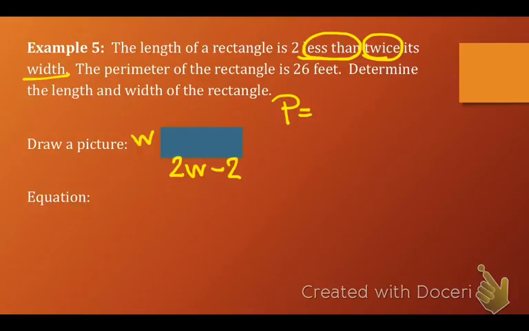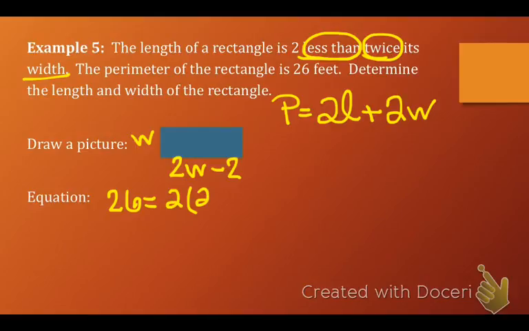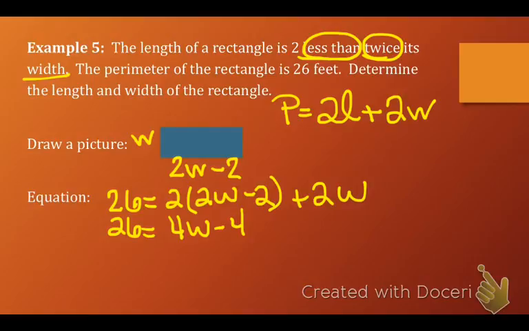I also know that perimeter is equal to 2 times length plus 2 times width. Now I could just add up all 4 sides, but I'm going to show you using the distributive property here. So the perimeter is 26 equals 2 times what the length is, and I know the length is 2W minus 2, plus 2 times the width, and the width is just W in the picture. So I'm going to distribute and get 4W minus 4. We copy the plus 2W. Now I'm going to combine like terms to get 6W minus 4.